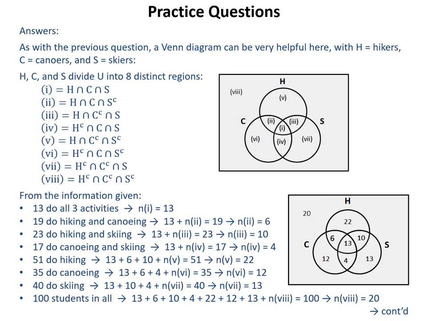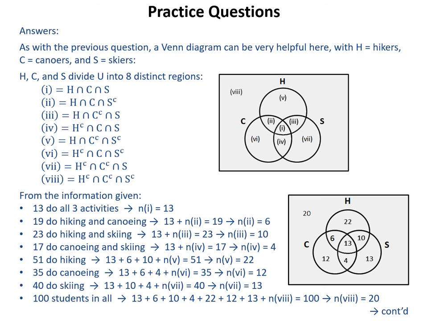So starting with hiking, there's 51 who do hiking. Looking at the Venn diagram, all we have to do is subtract 13 and 6 and 10 from 51, and we get 22, and that goes in region 5. Next, we have 35 in total who do canoeing. So from the 35, we subtract 13 and 6 and 4, which gives us 12 in region 6.